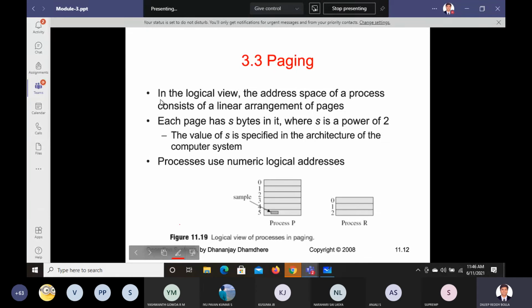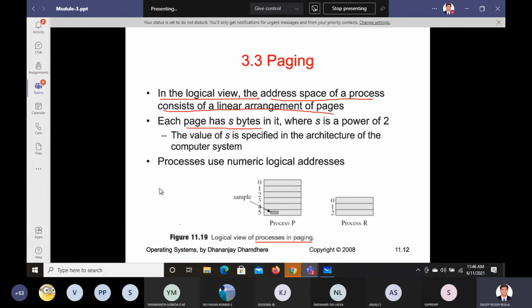Paging is this: in the logical view, the address space of a process consists of a linear arrangement of pages. This is the logical view of a process in paging, not the physical view. Each page has S bytes, where S is a power of 2.